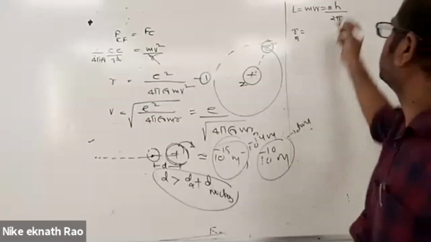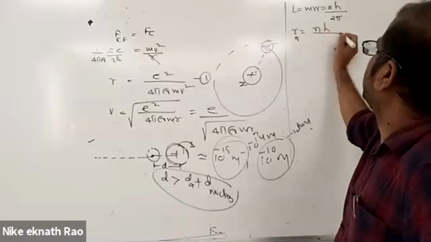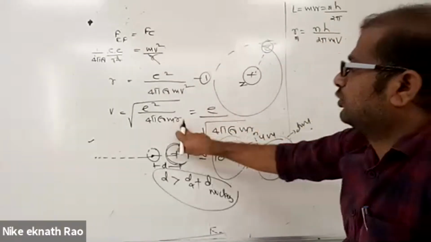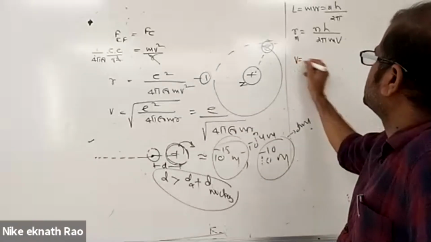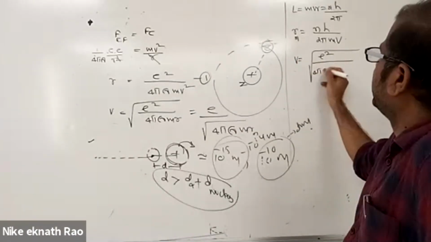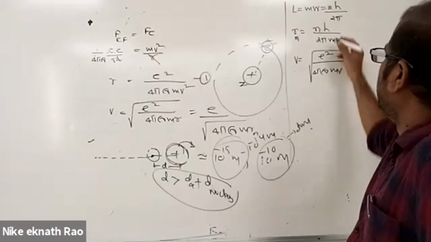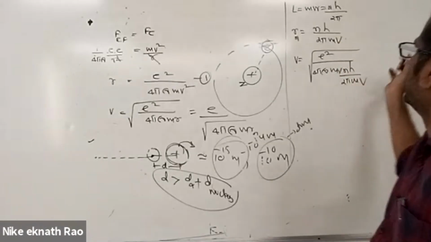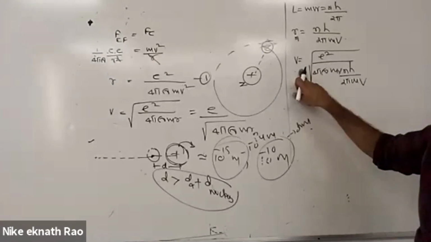In that case, how much will we have? This will be nh by 2 pi m into v. So now substitute the value over here. What do we have? V is equal to root of e square by 4 pi epsilon naught m into Rn, where Rn is nh by 2 pi m into velocity. This square is the velocity in this case.